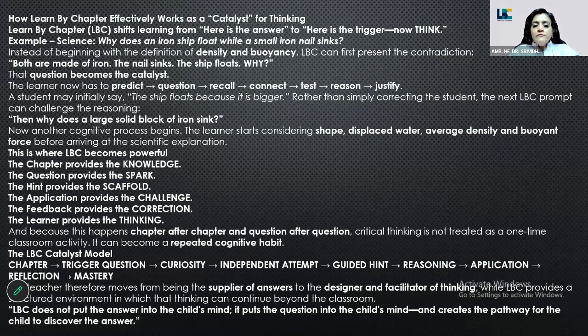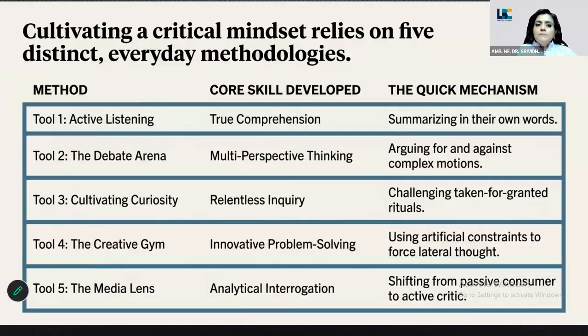So where we can do, if you incorporate Learn by Chapter, then your chapter provides the knowledge, question provides a spark, hint provides a scaffold, application provides a challenge, feedback provides a correction, and the learner provides the thinking. So with the Learn by Chapter catalyst model, the chapter knowledge is there. With the question, the knowledge learning is being triggered, curiosity is being raised, and an independent attempt is made by the student, with the guided hint by the teacher, with the reasoning, application, reflection, and mastery. Definitely this helps in the whole process of learning and is a pathway for the child to discover the answer. So that's how it is being mapped or integrated.